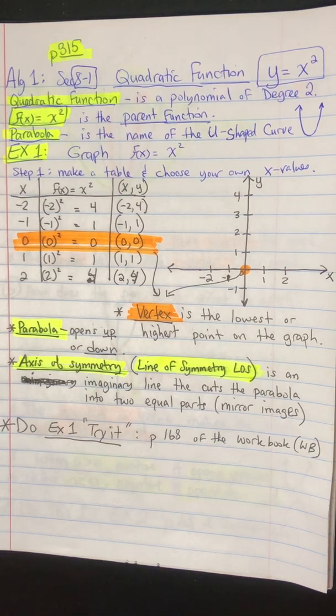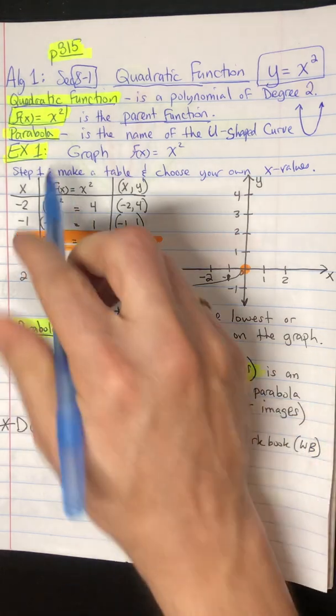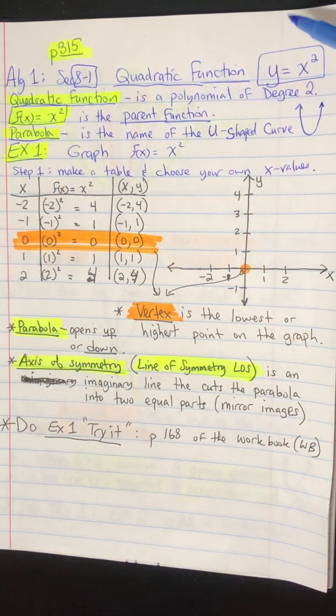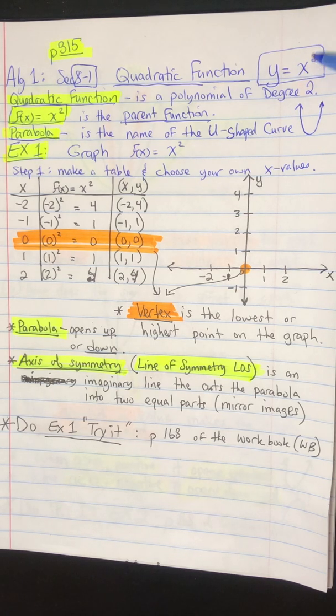Guys, we're starting a new chapter, chapter 8, which is quadratic functions. A quadratic, so start copying these notes down. This is on page 315 of your book. And the quadratic function, the parent function is y equals x squared. It's the simplest way you can write a quadratic function.